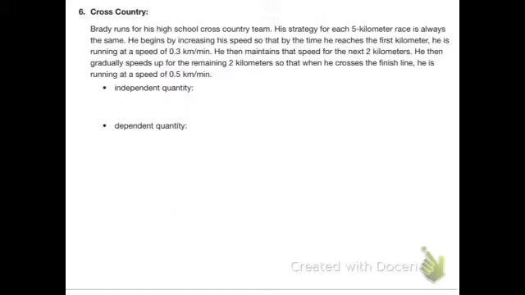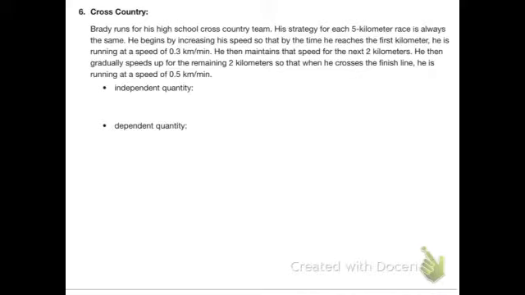Okay, moving on to the last one, cross country. Brady runs for his high school cross country team. His strategy for each 5-kilometer race is always the same. He begins by increasing his speed so that by the time he reaches the first kilometer, he is running at a speed of 0.3 kilometers per minute. Then he maintains that speed for the next 2 kilometers. He then gradually speeds up for the remaining 2 kilometers so that when he crosses the finish line, he is running at a speed of 0.5 kilometers per minute.